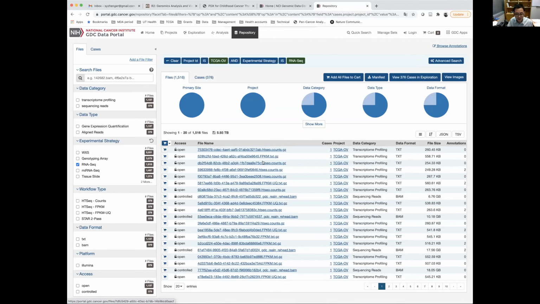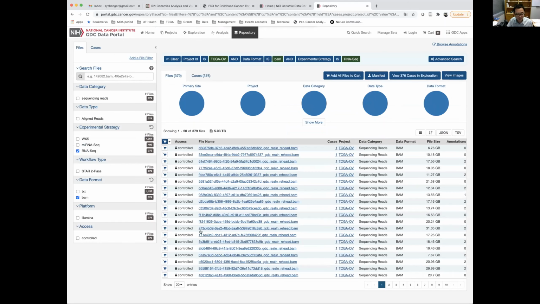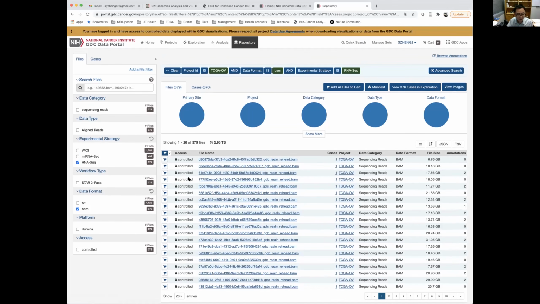All these files are related to RNA sequencing, and you can narrow your search. Let's say I'm interested in BAM files. If you click BAM files, that's all the BAM files for the TCGA ovarian cancer RNA sequencing data. Now you can see on the right, these are all the files you can download, but there is a column called access, and these are controlled access, meaning you need credentials to download this data. If you have credentials, then you can log in here, and this will become accessible to you.